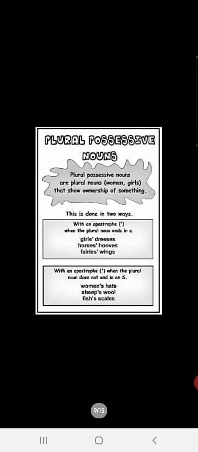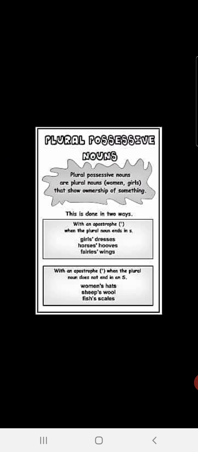Plural possessive nouns. Plural possessive nouns are plural nouns that show ownership of something with an apostrophe when the plural ends in s. When the noun is already ending in s, you will only add an apostrophe after the s. Like girls. Girls is a plural noun, only add apostrophe after the s. Horses, fairies, these nouns are already in plural.